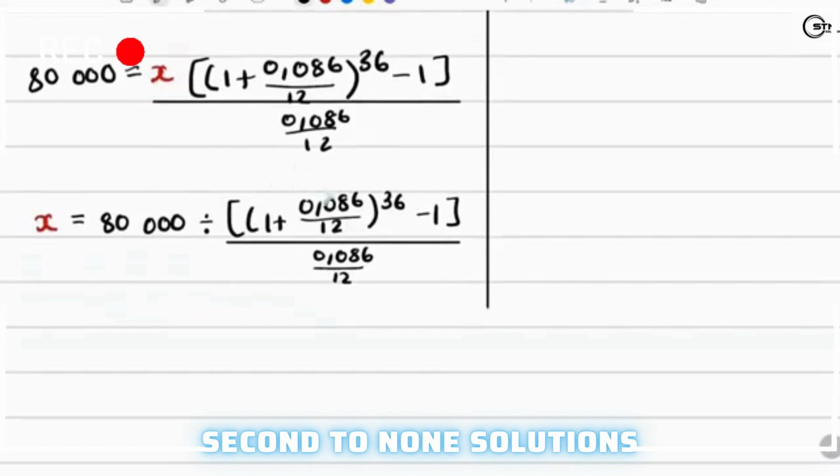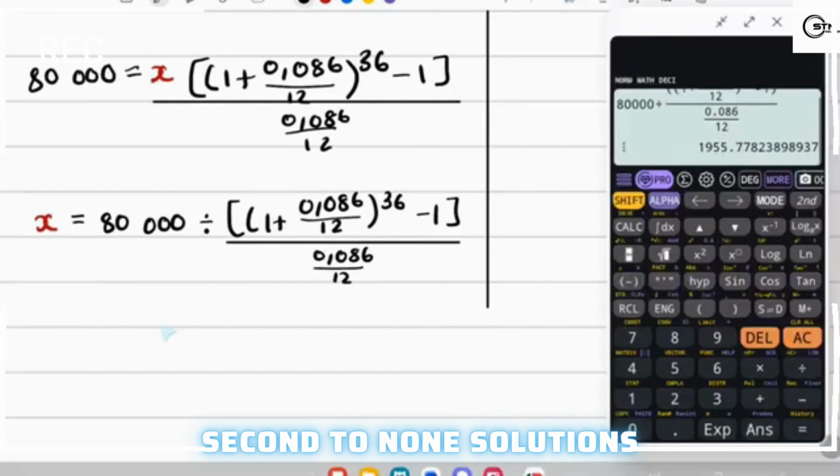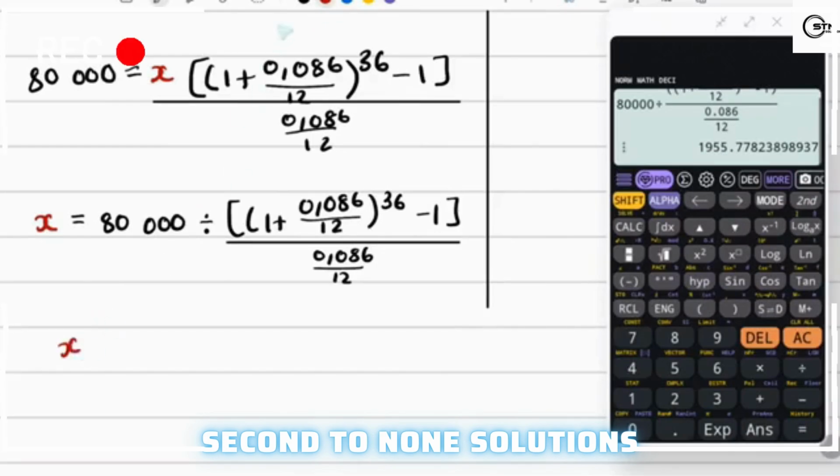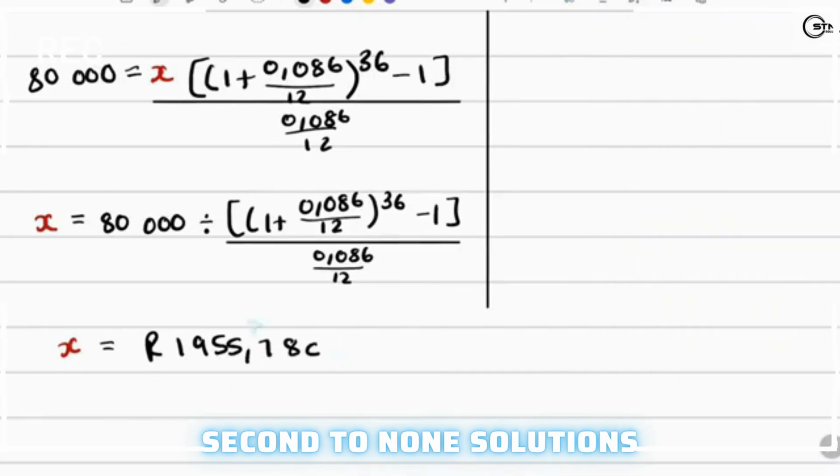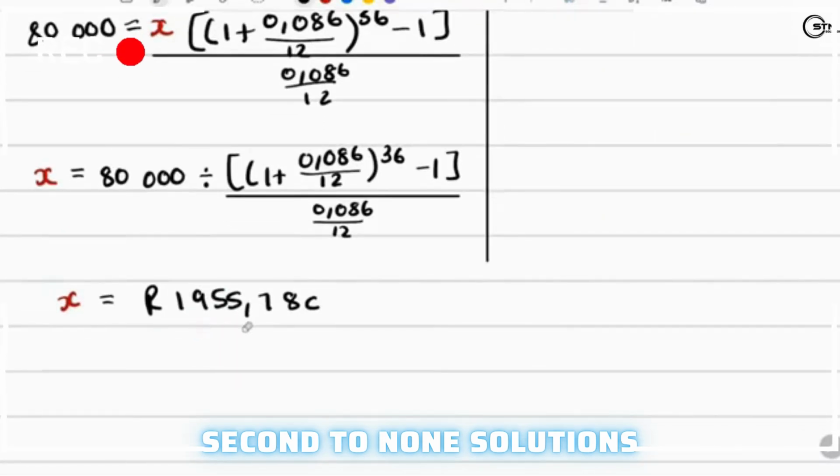So it looks like this. And then when we put it on the calculator, the answer that we get for x is 1,955.78 cents, rounded off to 2 decimal places. So now we have Tandi's x amount. I'm not going to go looking for anything else because that's all they asked for. That's really what we're looking for: how much she's going to deposit per month. So let's hold on to that.